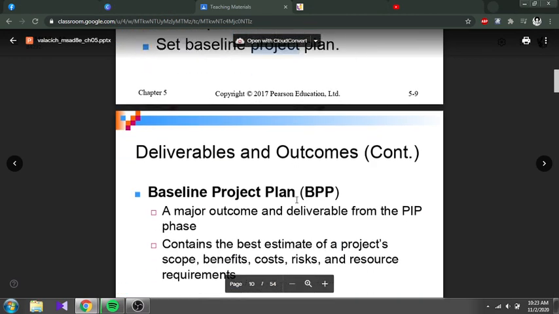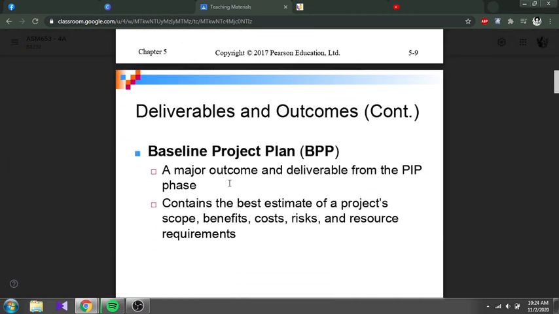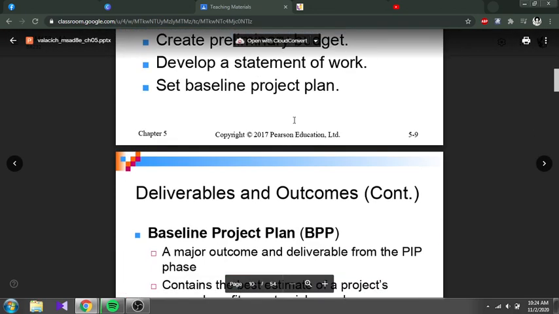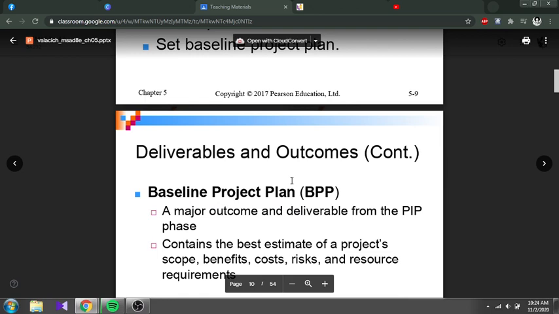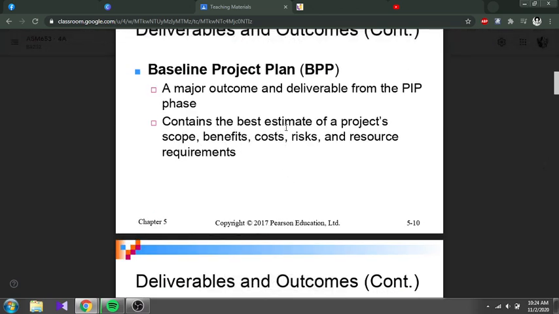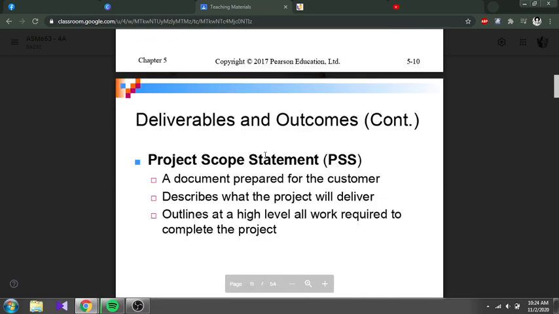Okay, so hope you're okay. This one, we are just starting to explain what a baseline project plan is. It should be on the above slide. It contains the best estimate of project scope, benefit, cost, risk, and resource requirements.